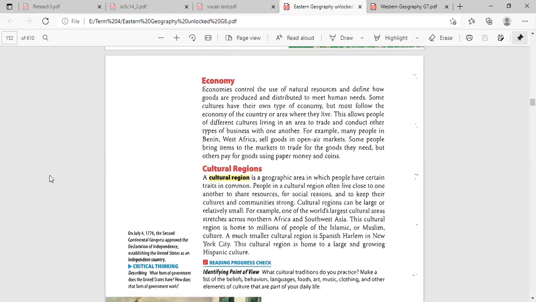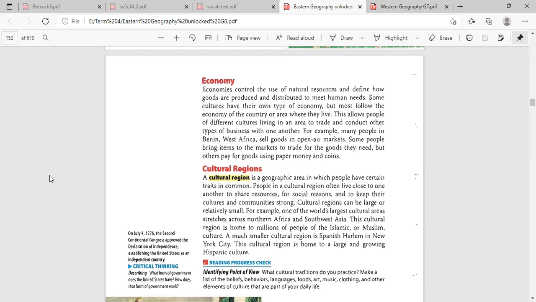Let's talk about the economy. Economies control the use of natural resources and define how goods are produced and distributed to meet human needs. Some cultures have their own type of economy, but most follow the economy of the country or area where they live. This allows people of different cultures living in an area to trade and conduct other types of business with one another. For example, many people in Benin, West Africa, sell goods in open air markets. Some people bring items to the markets to trade for the goods they need, but others pay for goods using paper money and coins. So the economy actually controls the natural resources and defines how the goods are produced and distributed among human needs.